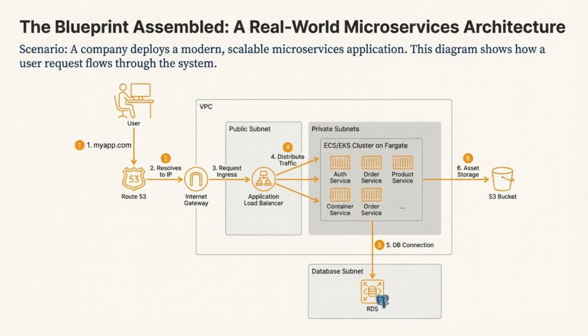So what does this look like when we put it all together? Here is a real-world microservice architecture. The user enters a URL, and Route 53 resolves that to an IP address. Then the request enters our VPC through the internet gateway and hits an application load balancer. Then the traffic is distributed to our container cluster across private subnets. These services connect securely to our RDS database in a separate database subnet. And finally, static assets are retrieved from the S3 bucket.